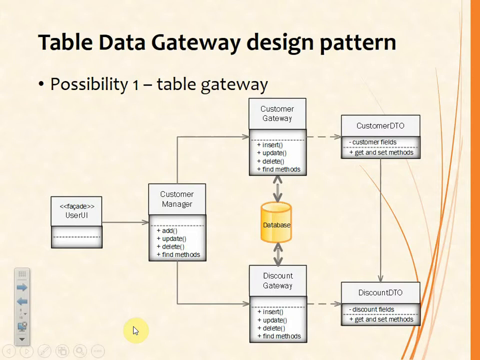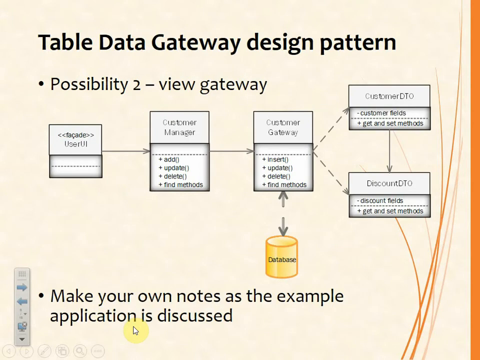Now that's one possibility, and that relies upon one class per table. Another approach, even though it's called the table data gateway, is to think of a table as being the result set table rather than the base table from which we're extracting data. And that's called a view. So we'll build a class for a given view. Now in our example where we've got a customer, that customer has got a reference to a discount.